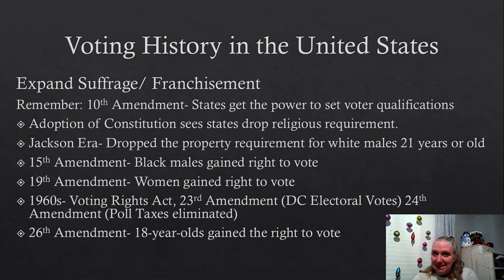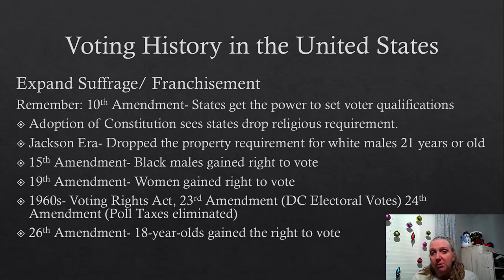In the 1960s, we had the Voting Rights Act, which established that certain states that had a history of discrimination in voting had to have federal clearance. You couldn't do intimidation. You could not restrict a person from voting based on race, religion, ethnicity, or sex. The 23rd Amendment granted the District of Columbia electoral votes, so this would allow the citizens of DC to have a say in the president.